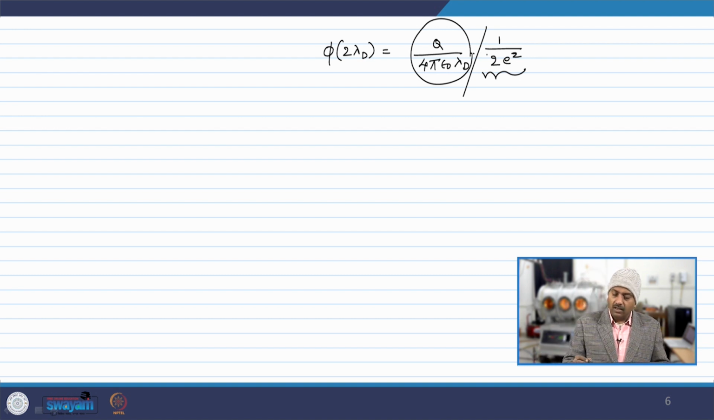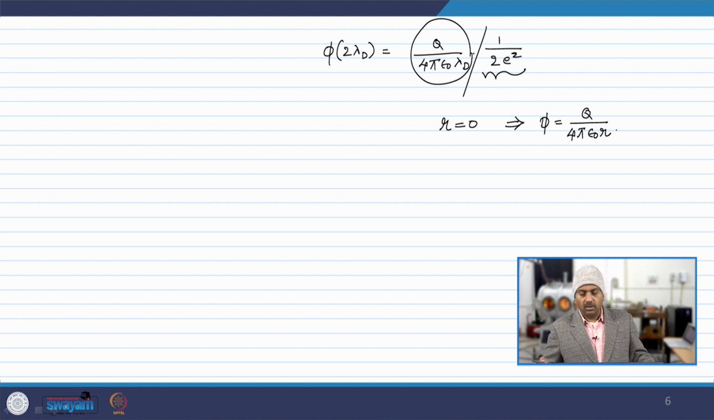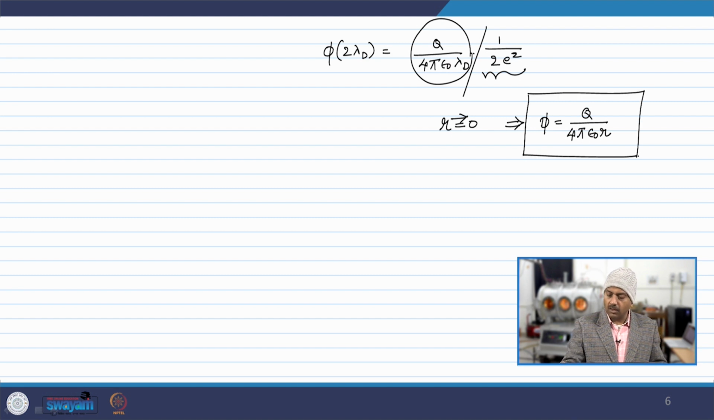The conclusion is that at r equal to 0, the potential phi is q by 4 pi epsilon naught r. We cannot write r is equal to 0 because if r is equal to 0, q by 0 becomes infinity. We will only say that r tends to 0. Okay. Phi is q by 4 pi epsilon naught r. What happened to the exponential term? Exponential term became just 1. So, there is no role of exponential term, right? Yeah, this is the conclusion actually.